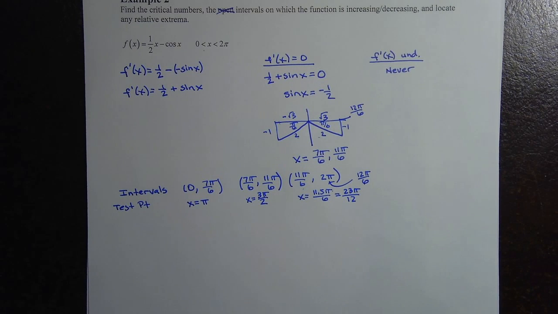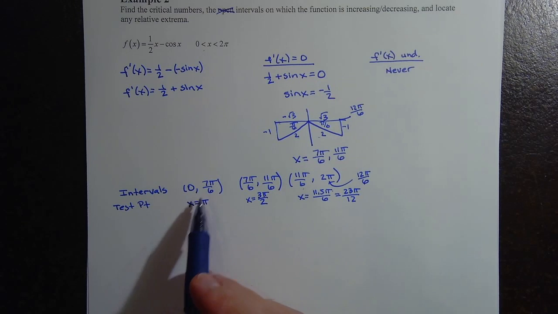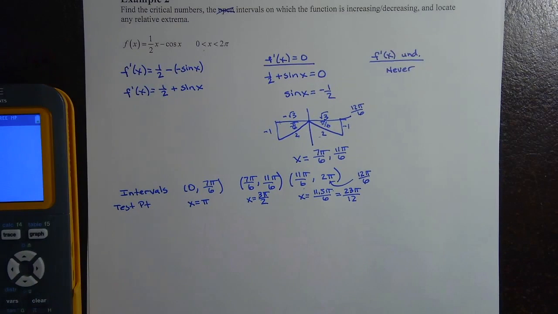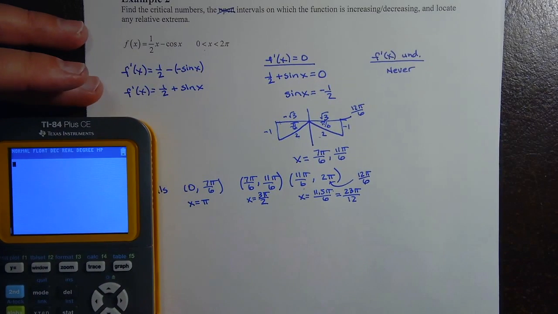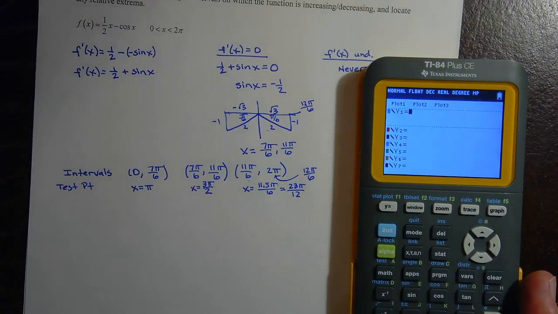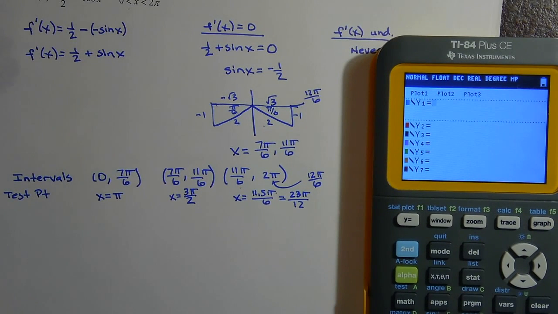Now, here's where we're going to use our graphing calculator to determine the sign of these. Since this is a pretty easy function, I'm just going to put it in. Actually, let's go to y equals. Let me clear this out. I'm going to zoom in a little bit so you can see the calculator easier. I'm going to put in our derivative, which is 1/2 plus sine x. Now we've got to remember this is not the function. This is the derivative.